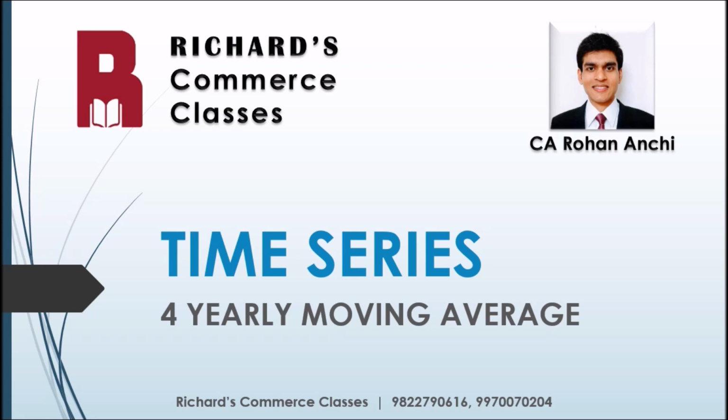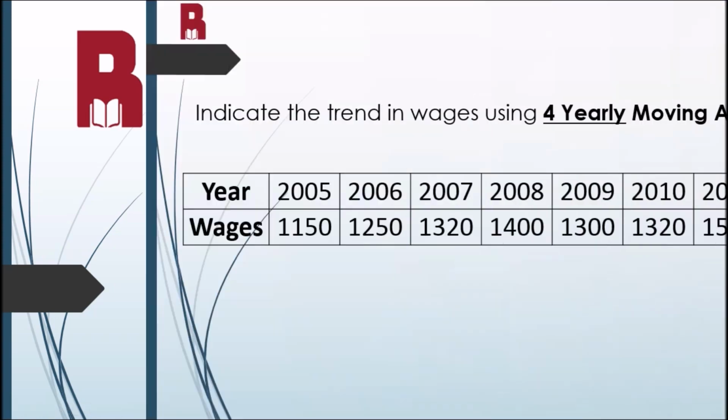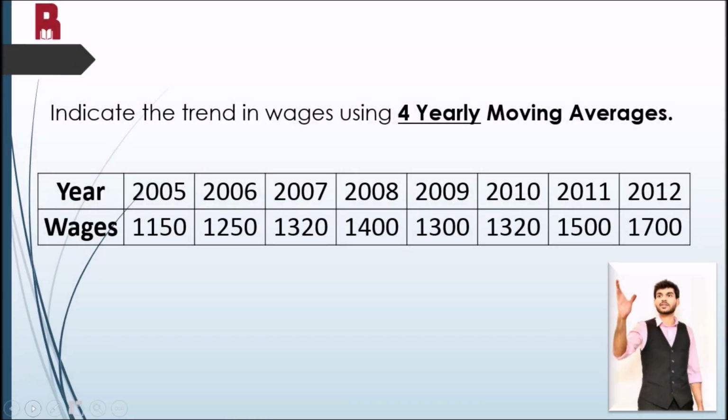In this video, we will learn how to calculate 4 yearly moving averages. Let's take an example. The example states: indicate the trend in wages using 4 yearly moving averages. Data given to us is of year from 2005 to 2012 and the corresponding wages in those years.